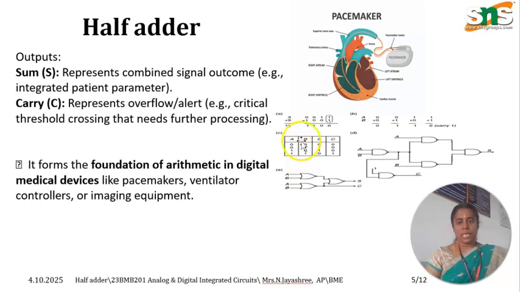We already mentioned that for A and B, 0 plus 0 gives sum 0 and carry 0. And 0 1 is what? Sum 1, carry 0. And 1 0 is what? Sum 1, carry 0. 1 1 is what? Sum 0, carry 1. So this forms the addition of the half adder with the two inputs. This forms the basic logic circuit for the half adder.